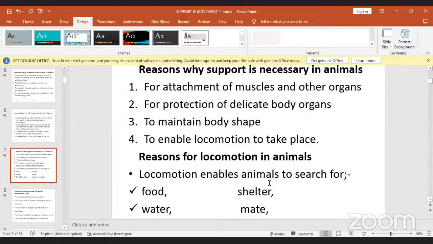Animals, on the other side, also need a support structure. Why do animals need a support structure? Number one is for attaching muscles and other organs that they have.